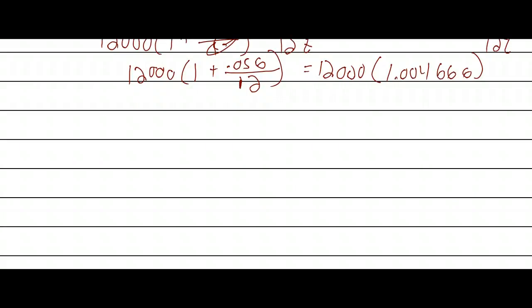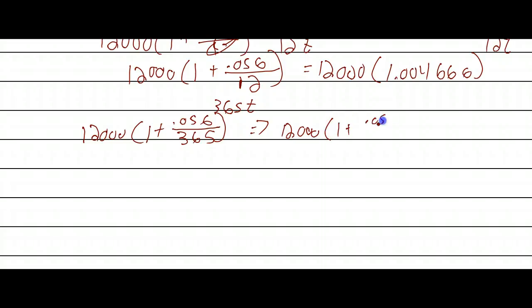Now we have: find the amount in the account after 3 years if the interest is compounded daily. So we have $12,000 again to start with. So that's 1 plus 0.056. Now he says daily. Daily is 365. You raise that to the 365t power. So it's set for 3 years. So for 3 years, this is $12,000 times 1 plus 0.056 over 365, to the 365 times 3.